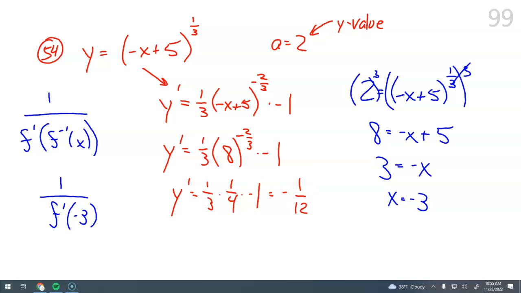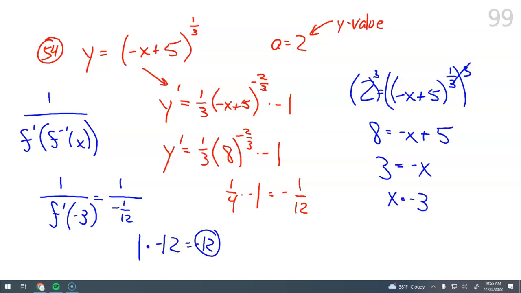Just making sure the answer is 12. Negative 12. So then negative 1/12 is not the answer, right? It's 1 over negative 1/12, which is really 1 times, flip over and multiply, 1 times negative 12.